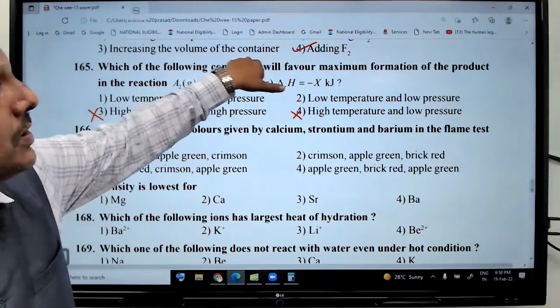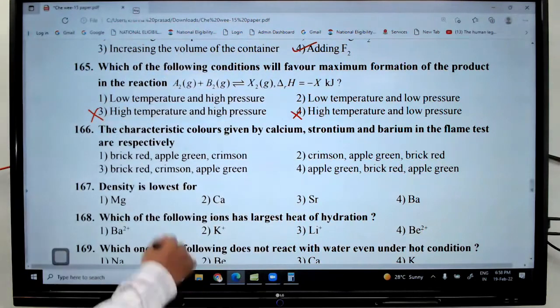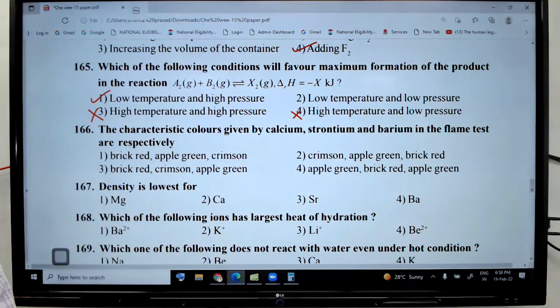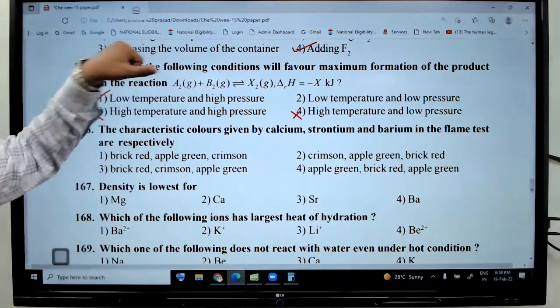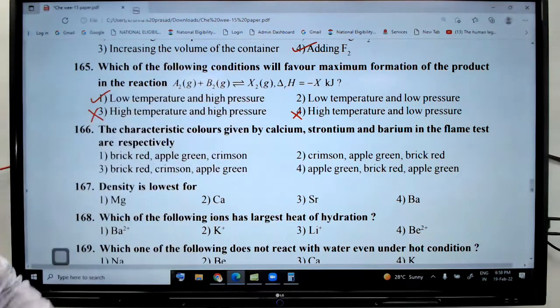Less number of moles means high pressure only. Low temperature, high pressure. Very simple, look. Formation of product is forward direction. Forward direction moves towards less number of moles. Less number of moles means high pressure. Exothermic means low temperature.